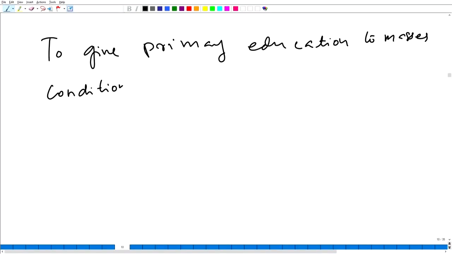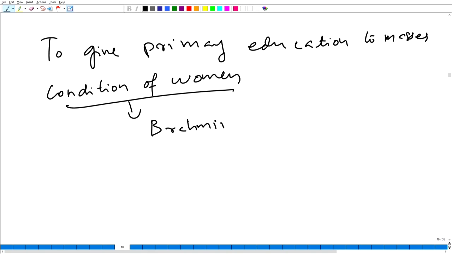The condition of women was miserable. What about the condition of women? Jyotirao Phule argued that it was because of the Brahmins that women got subordinated. They remained uneducated. The women were given only subordinate status to men. Jyotirao Phule argued that Brahmins were behind the miserable position of the women.